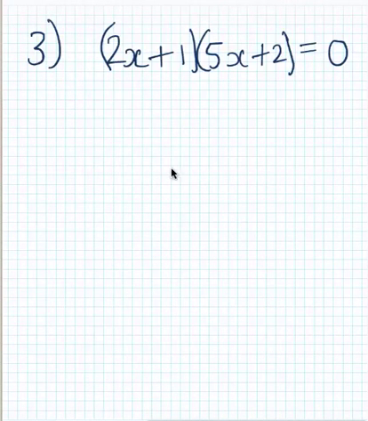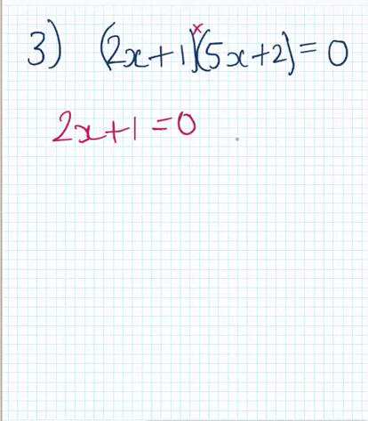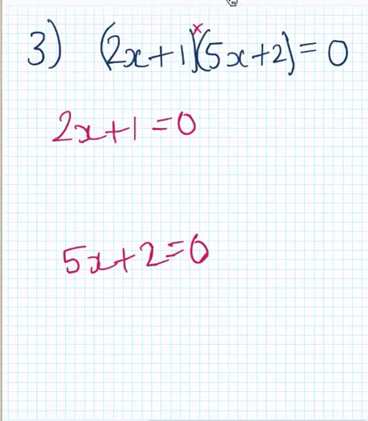Okay, so for our next question, once again, we will make each one separately equal 0, because we know using the Null Factor Law, because there's a times there, each one gets a turn to equal 0. So we can have 2x plus 1 to equal 0. Or we can have, I'll just do it down here, 5x plus 2 to equal 0. Let's solve each one separately and see what our x-intercepts will be.